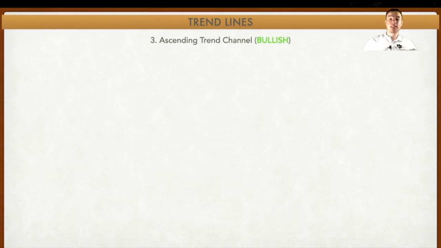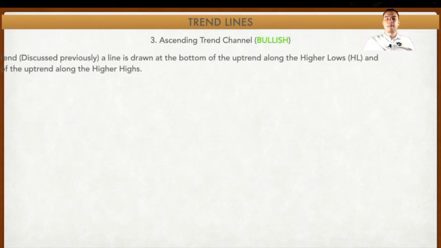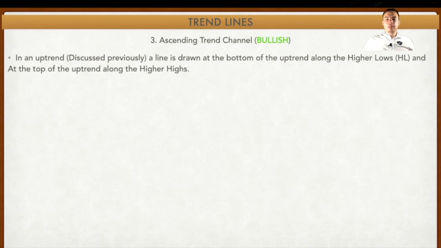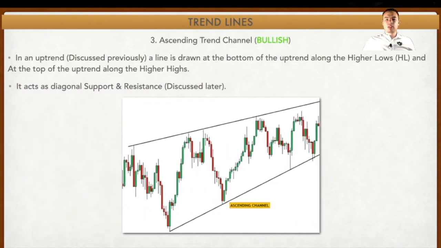So the third one is an ascending trend channel. It's like an ascending trend line, it's just that there are two lines now. It's like a channel. Price is within the channel. So there's an ascending line on the top, on the higher highs, and an ascending line at the bottom, at the higher lows. So as you can see there, ascending trend channel. There's one on top and one at the bottom.